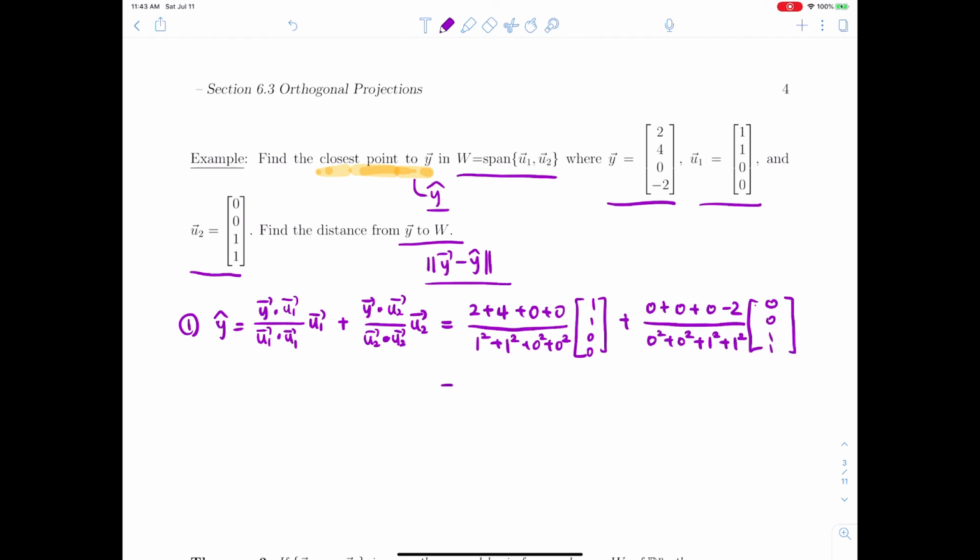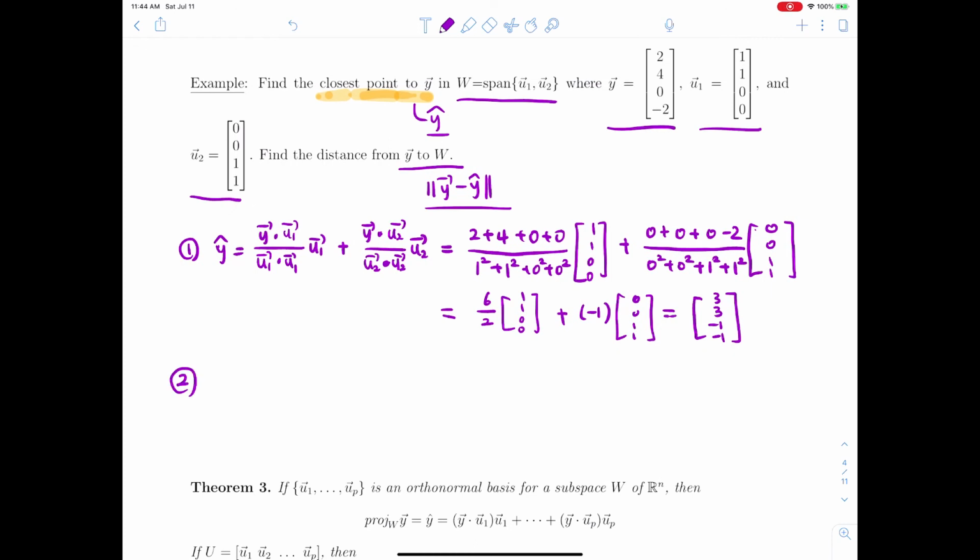So this equals 6 over 2 times (1, 1, 0, 0) plus negative 2 over 2, which gives you negative 1, times (0, 0, 1, 1). So this gives you the vector (3, 3, -1, -1) as the orthogonal projection of y onto the space W.